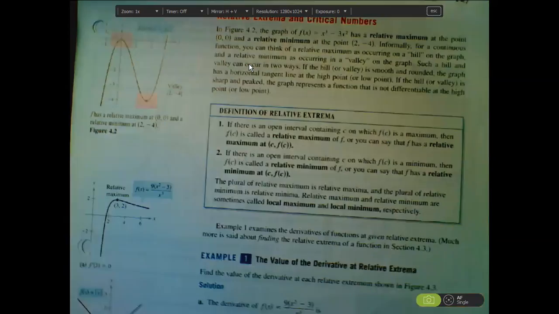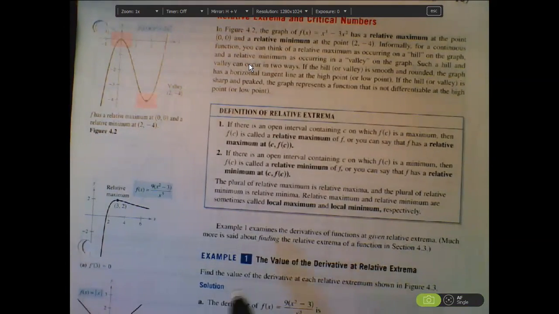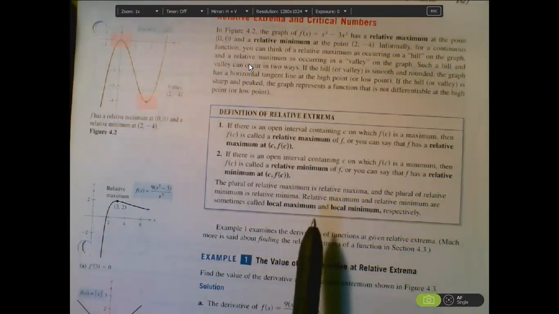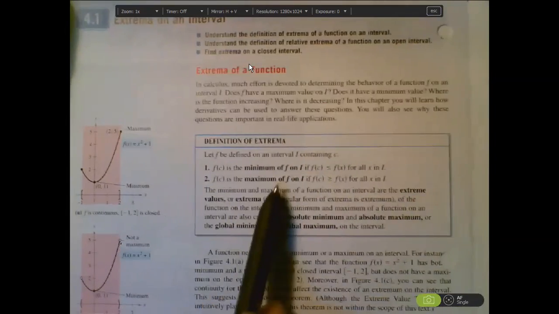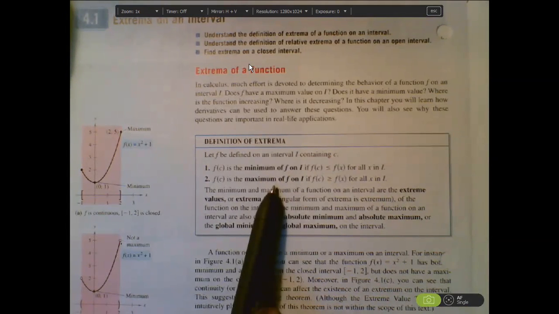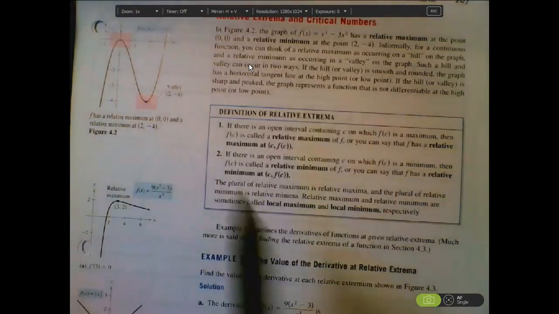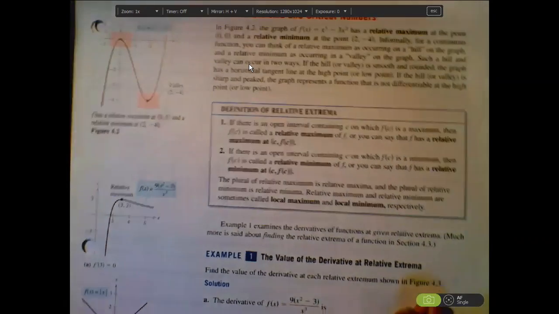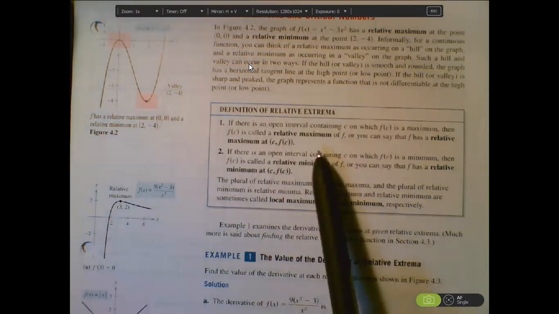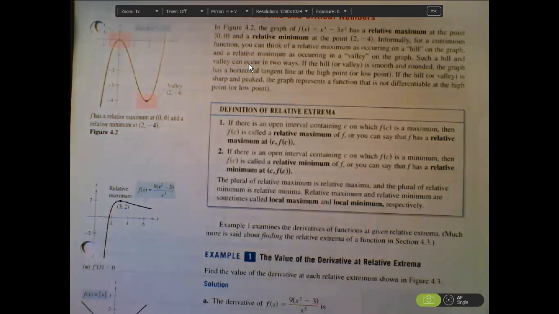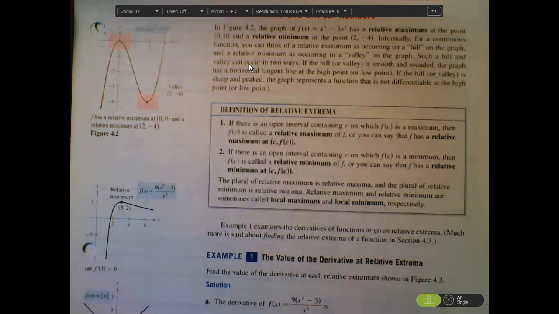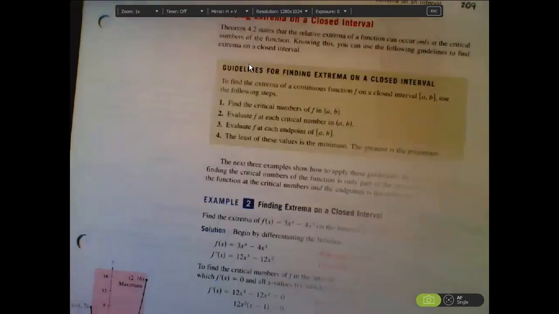The definition of relative extrema is just, as opposed to this definition of an extrema, this extrema was the absolute lowest point or the absolute highest point on a graph. This is just relative extrema, higher than what's around it or lower than what's around it. That's what relative indicates. So relative max and min, you can also call a local max and min.